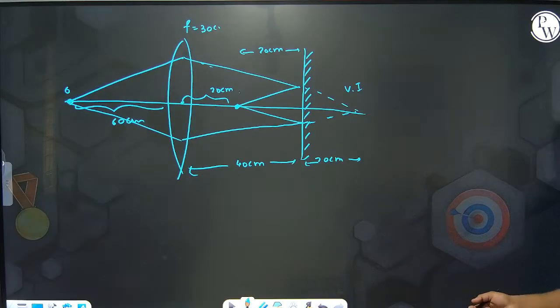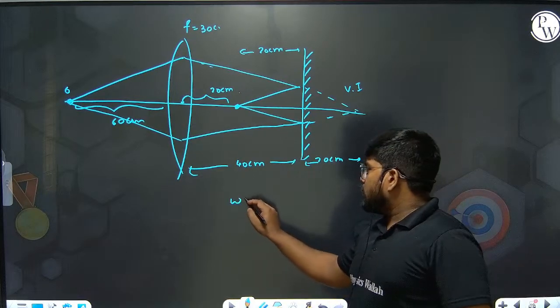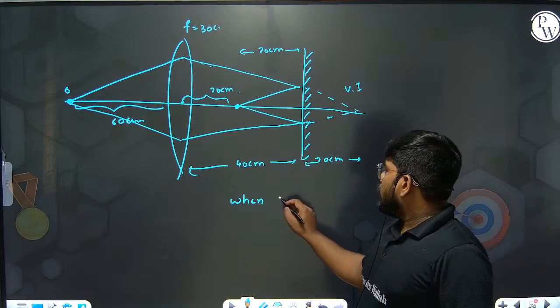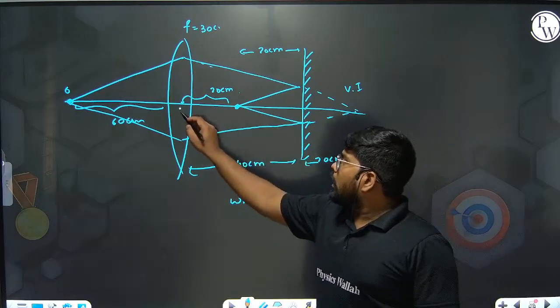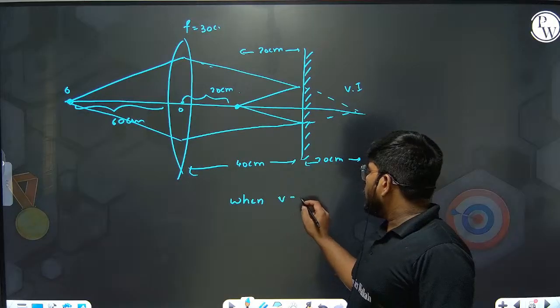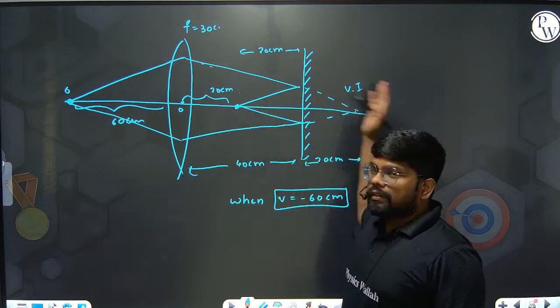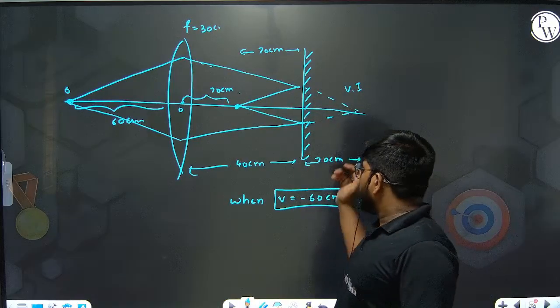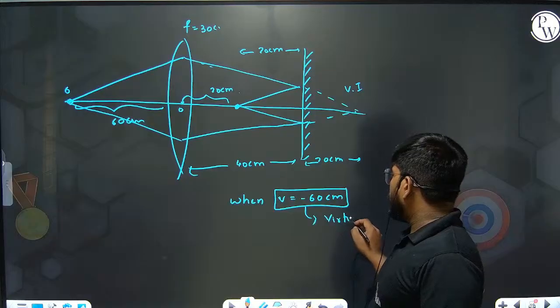If v is coming to be minus 60, then we just solved it: if the object is placed between O and F, and v is finally minus 60, that means it is this side. If it is this side, then first of all it is a virtual image. What is the final image?